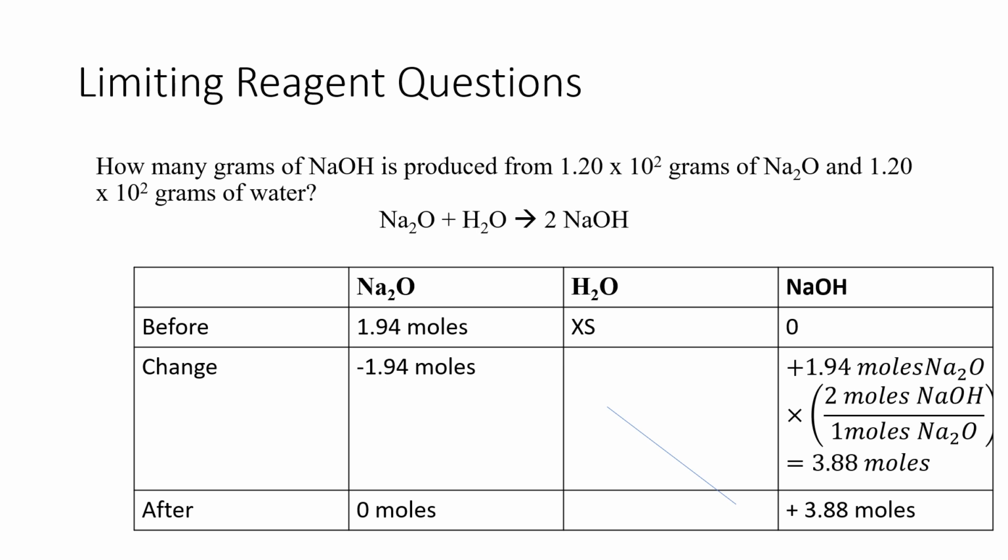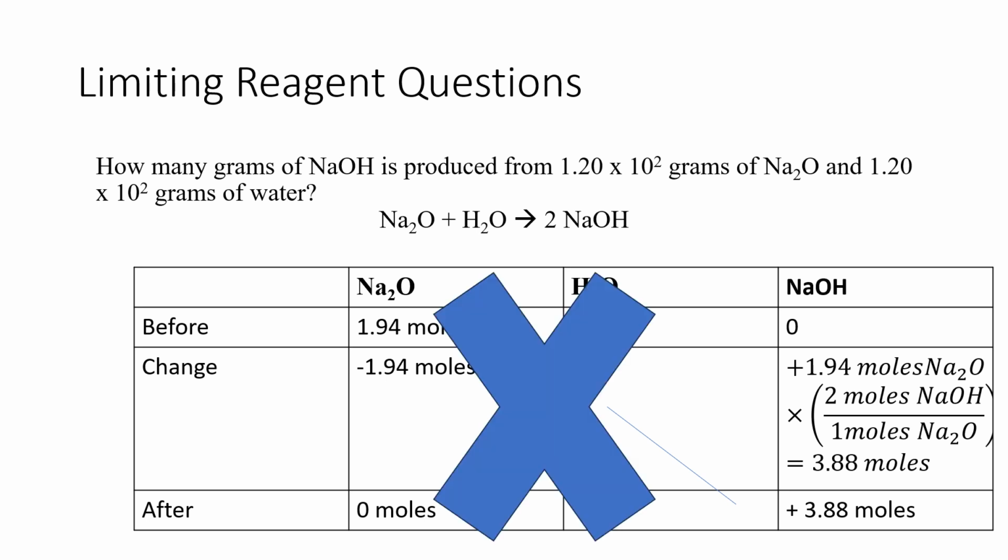Well, usually the signal is when you're given values for more than one reagent, this is how you know you are dealing with a limiting reagent question. So how do you do these kind of questions right here?